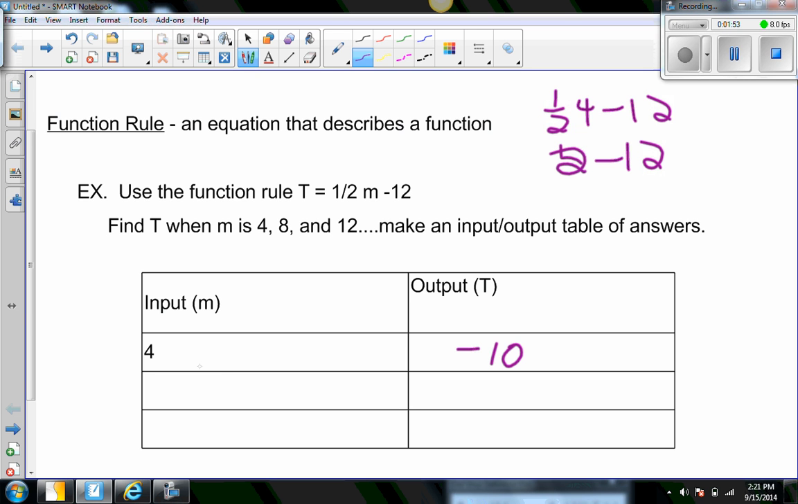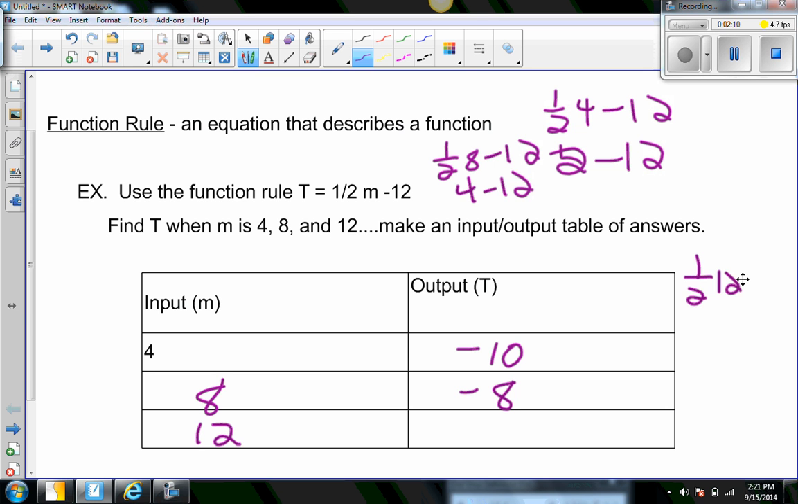Okay, when I plug 8 in, what's going to happen? We go 1/2 of 8 minus 12. 1/2 of 8 is 4. 4 minus 12 is -8. If I plug 12 in, 1/2 of 12 minus 12. 1/2 of 12 is 6. 6 minus 12 is -6.